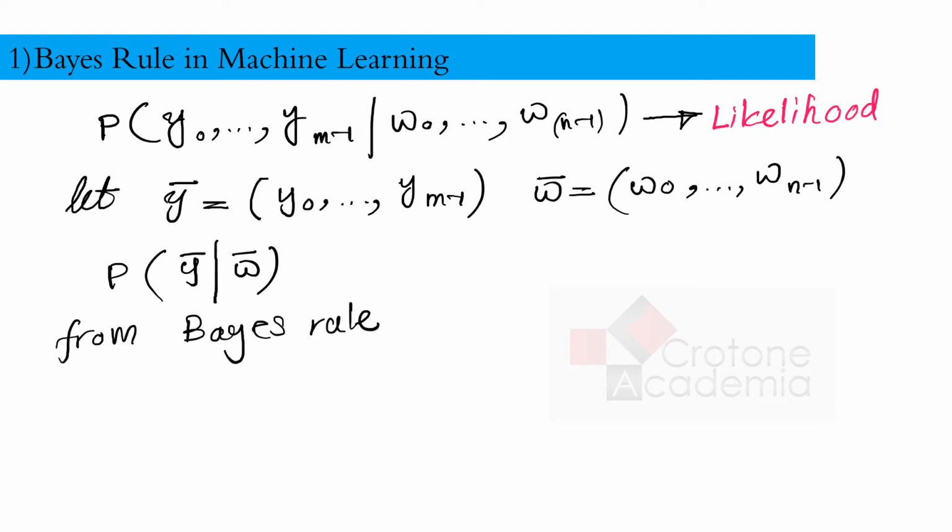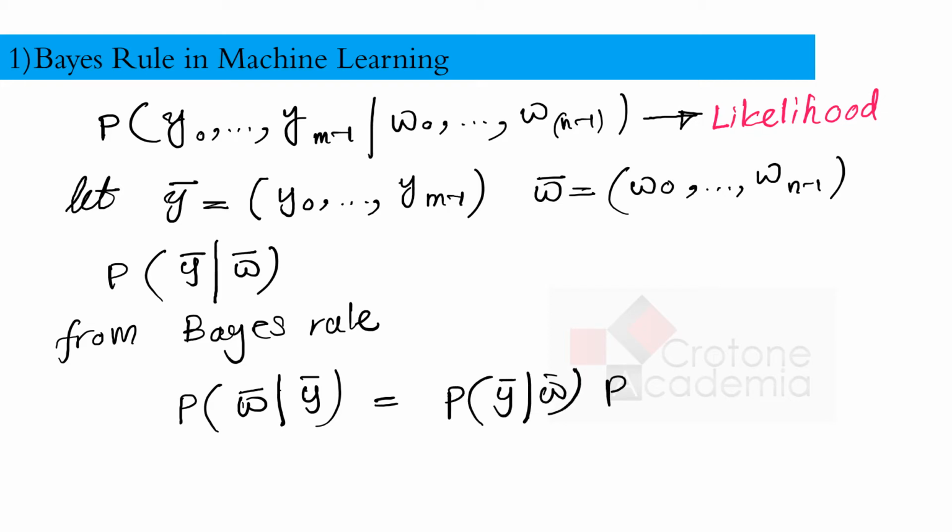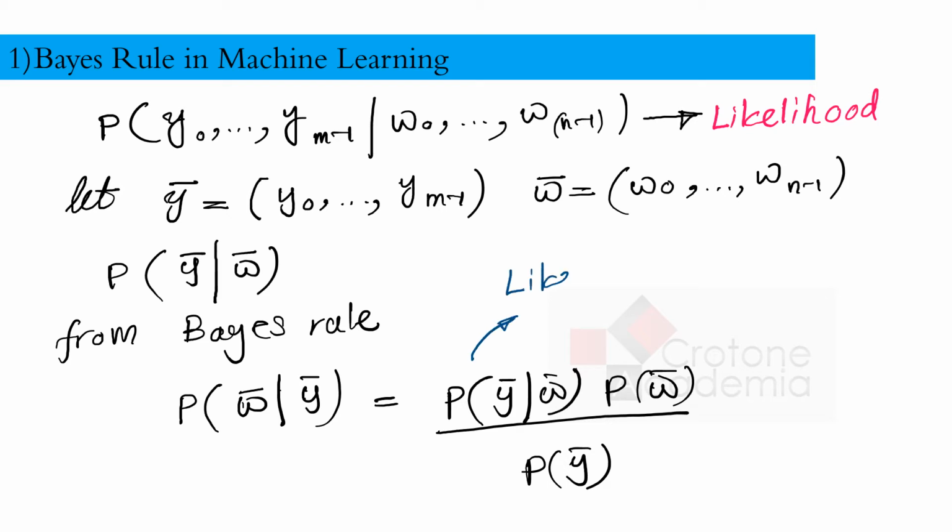From the Bayes rule, we know we can write the probability of w bar given y bar, where y bar is the new set of observations, as a function of the probability of y bar given w bar times the probability of w bar divided by the probability of y bar. Here the first part we know is the likelihood function, and the probability of w depends on our prior knowledge about the weights. So it should have a mean and a standard deviation, where the standard deviation tells you how uncertain that mean is, or how it is distributed around the mean.